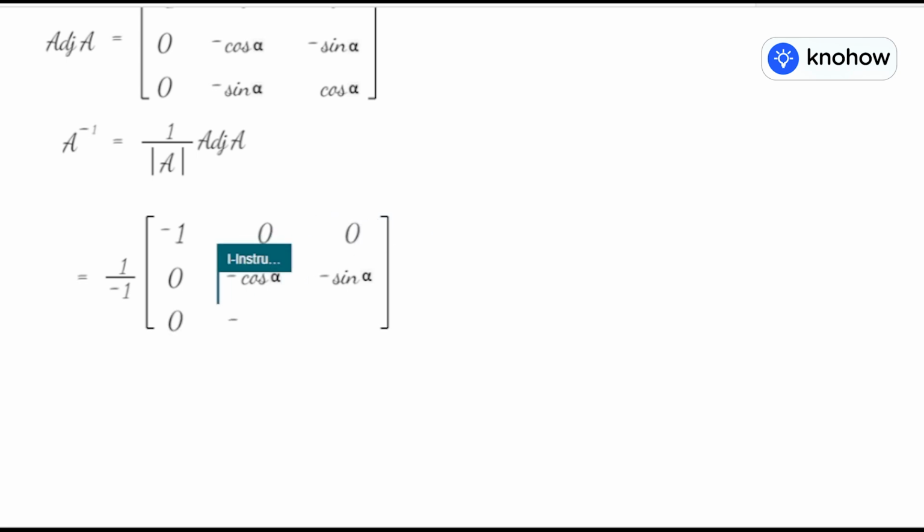Now outside it being negative 1, it's better you change all the signs. So you get finally the value of A inverse as 1, 0, 0. 0, cos alpha, sin alpha are the elements in the second row. And in the third row you have 0, sin alpha, and minus cos alpha. So that is the required value of A inverse.